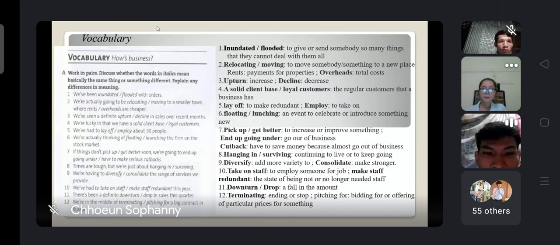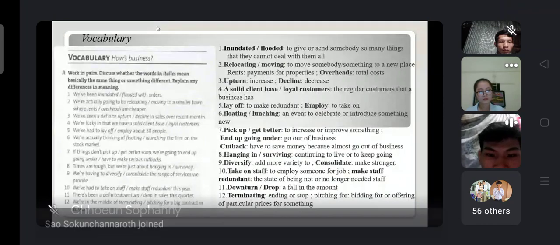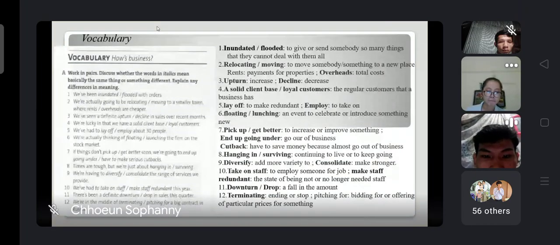And number 2 is relocating or moving. It means to move somebody or something to a new place. That means you need to move from one place to another. For example, you need to move your shop or your store from one place to another. That is what we call relocating. That means you find a new place. One more thing in number 2 is rent. Rent is a payment for property. That means you need to pay by month or by year. That is what we call rent.